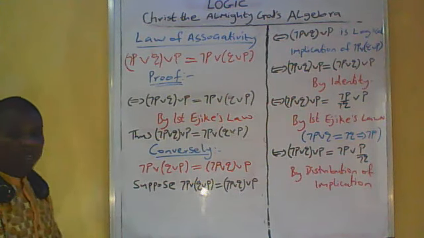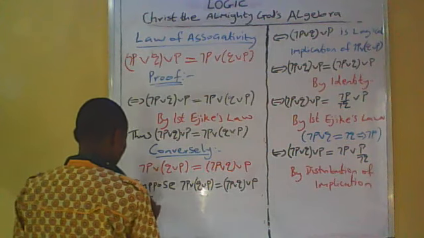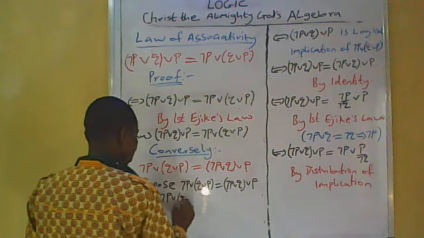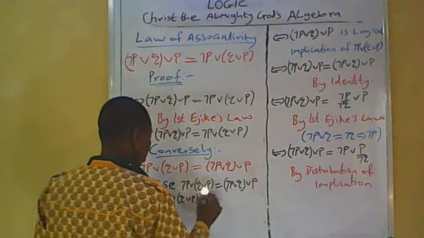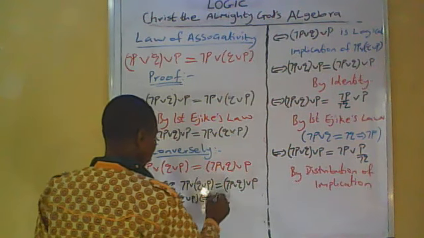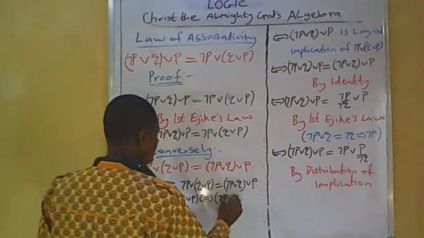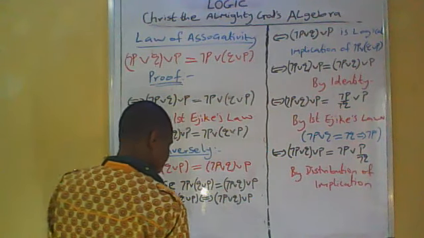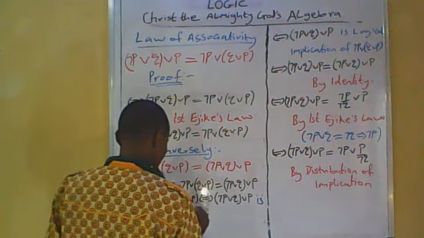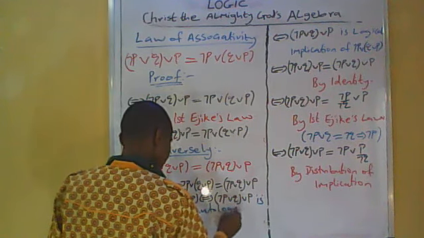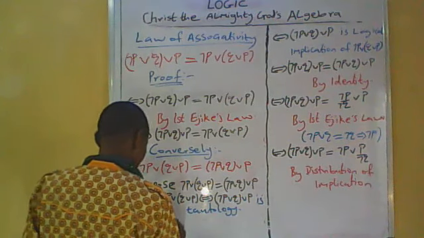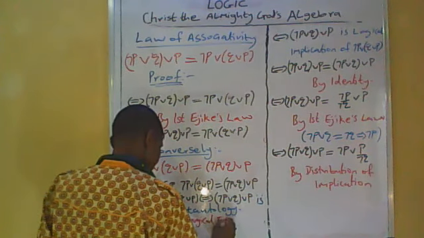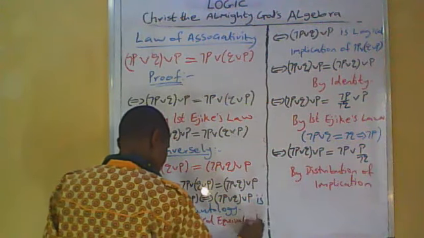We say that if and only if not P or (Q or P), if and only if (not P or Q) or P, is tautology, being justified by logical equivalence.